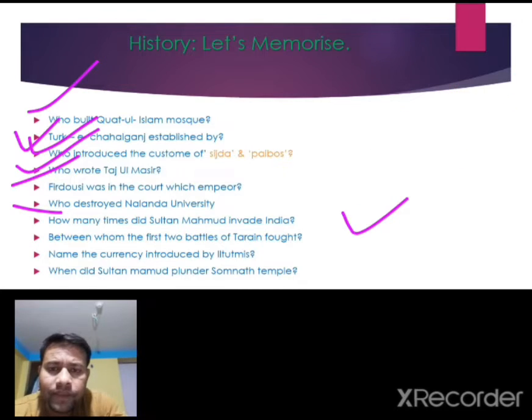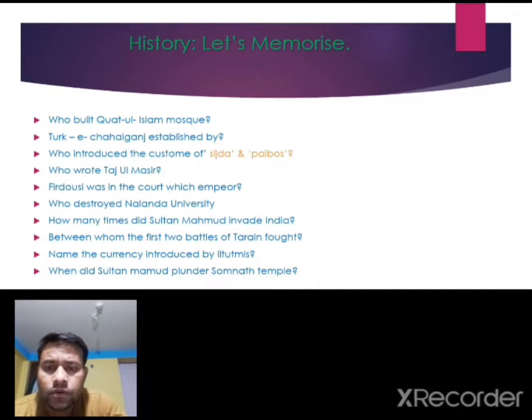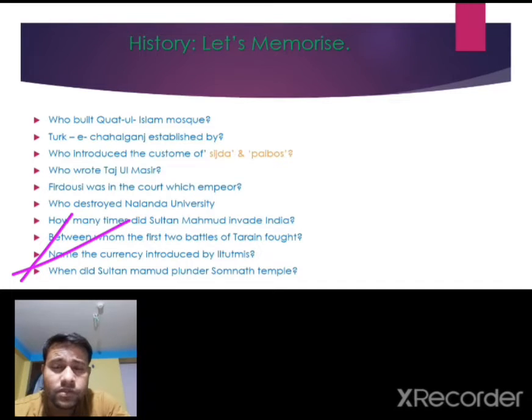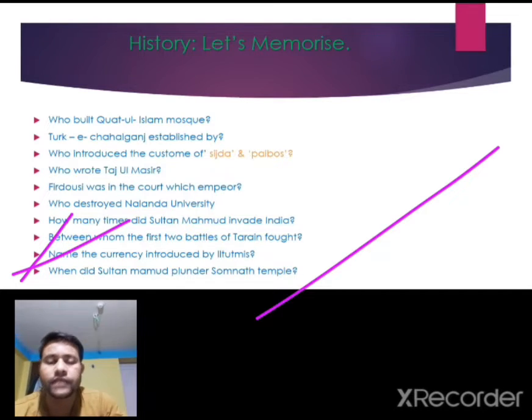The next one: name the currency introduced by Iltutmish. I already told you, he introduced Tanka and Jital. And when did Sultan Mahmud plunder Somnath temple? In 1025. So guys, I hope you understood the lesson. These were some of the very important questions. Most of these questions are asked in the examination, so from the examination point of view these questions are very important.